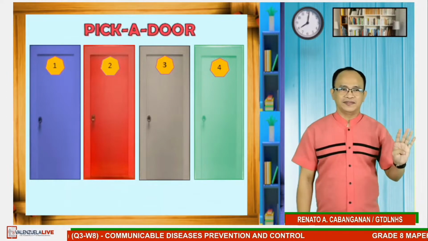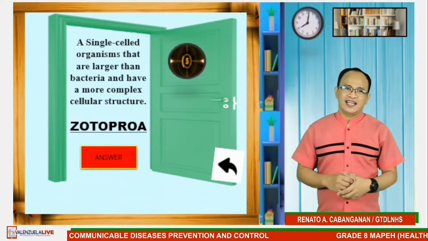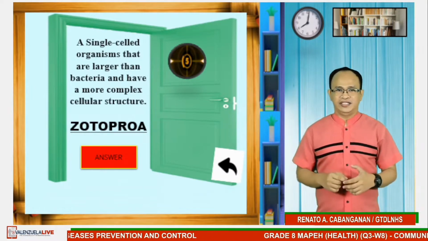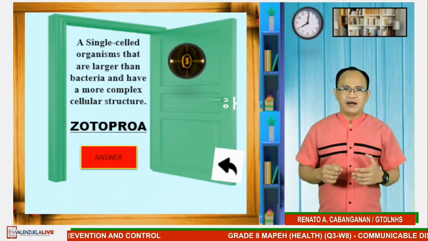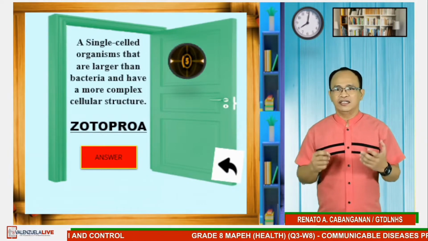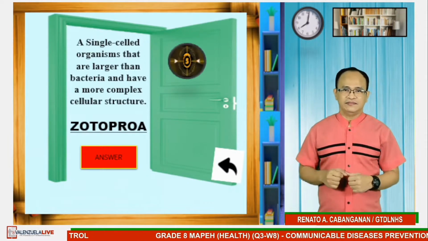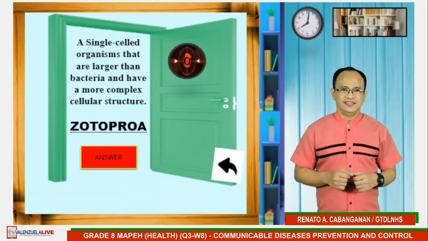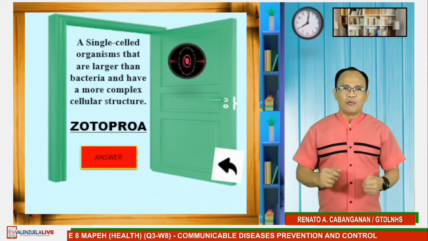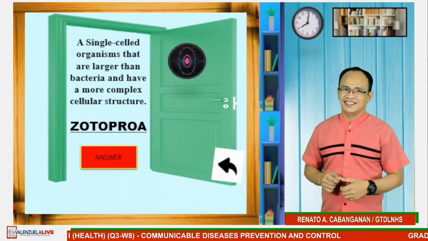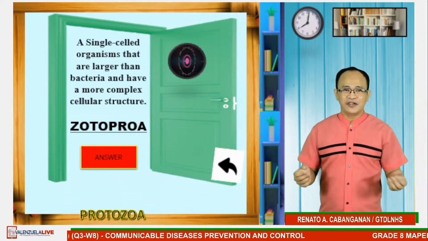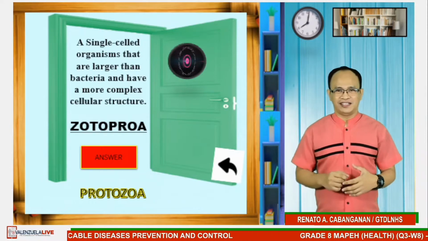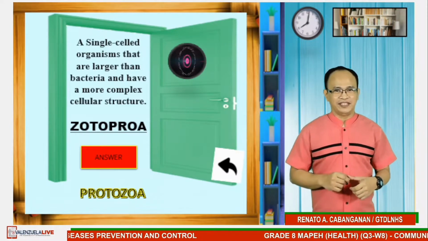Door number 4. Single-celled organisms that are larger than bacteria and have a more complex cellular structure. 5, 4, 3, 2, 1. Stop. What do you think is the answer? The answer is protozoa. I hope everybody enjoyed our activity today. Thank you for your participation.